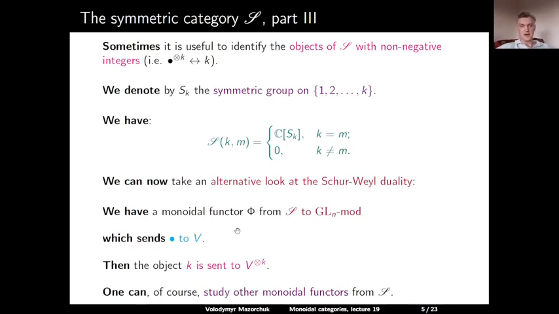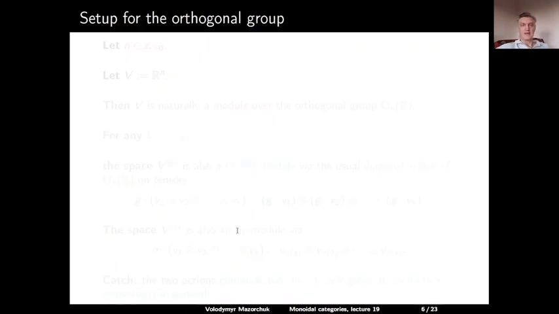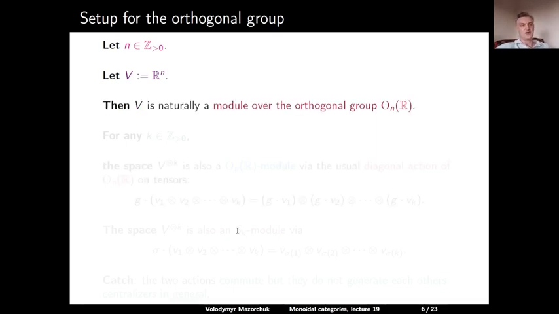Let's top up our game a little bit, and let's consider, instead of the general linear group GLN, the orthogonal group. So here is the setup for the second Schur-Weyl duality and the second monoidal category. Let n be a positive integer, and now consider the vector space V, which is R to the power n, so the standard n-dimensional space over the real numbers. Then V is naturally a module over the orthogonal group On. This is a group of all orthogonal n times n matrices with real coefficients.